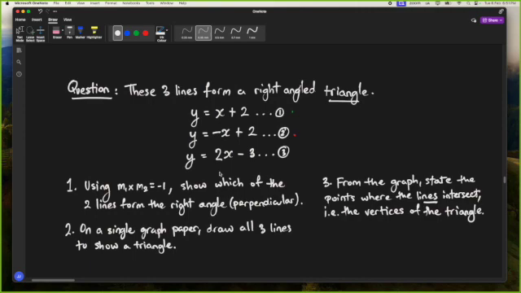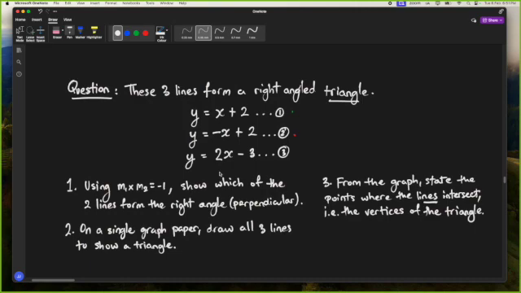These three lines form a right-angled triangle. So we have three lines here. y is equal to x plus 2, that is equation 1. y is equal to minus x plus 2, that is equation 2. y is equal to 2x minus 3, that is equation 3. So we have three lines here.